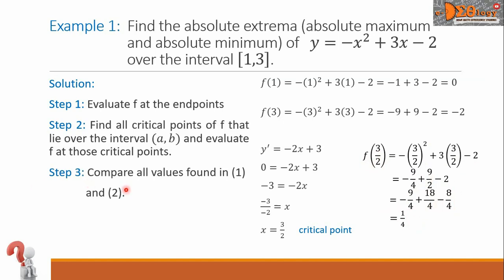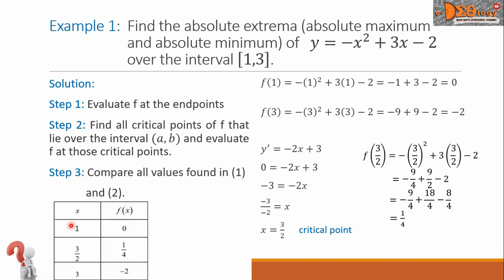Step 3. Compare all values found in steps 1 and 2. It's better if we can put a table like this. We have two columns. The first column is for the x, and this is the column for the endpoints and critical points. So we have the 1, the 3, and the 3 over 2. And in the column f of x, we will write the corresponding values. So we have 0, and this negative 2, and also the 1 over 4.